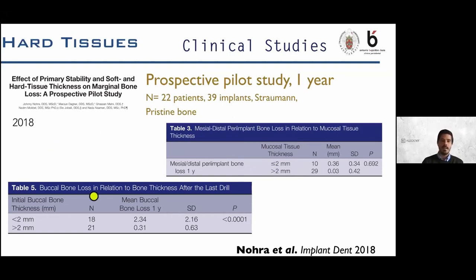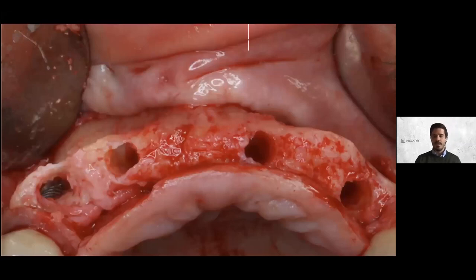Regarding the initial buccal bone thickness, less than 2 millimeters and more than 2 millimeters, the mean buccal bone loss at 1 year was much higher, statistically significant higher in the thin biotype, less than 2 millimeters, compared to those that have a thick biotype, more than 2 millimeters. So if you have a case like this before, and we have to place our implant, according to this literature, we should perform a guided bone regeneration at this time in order to protect the bone and in order to have stable results a long time.